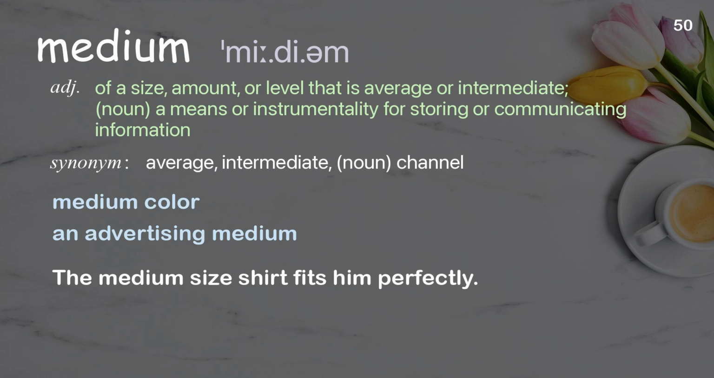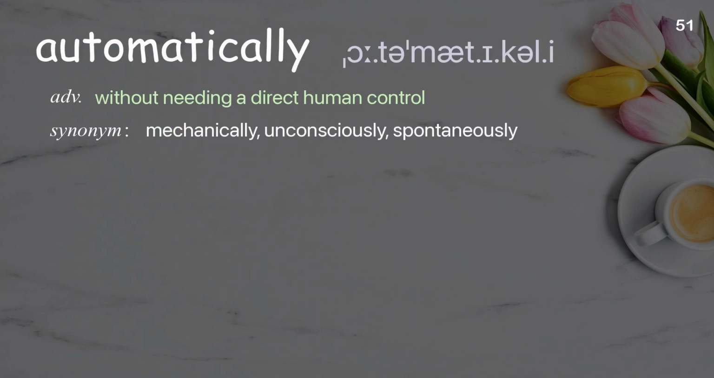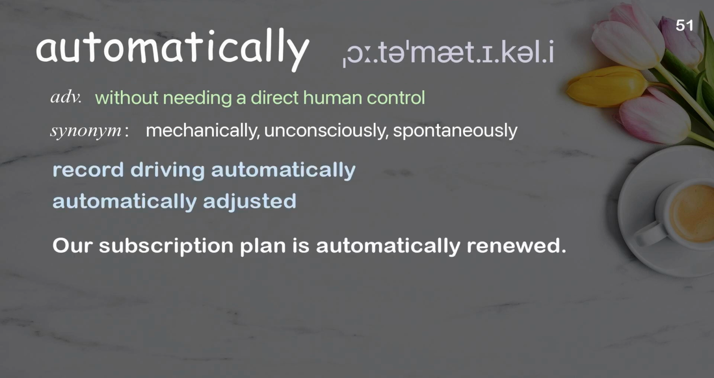Automatically. Without needing a direct human control. Examples: Record driving automatically. Automatically adjusted. Our subscription plan is automatically renewed.